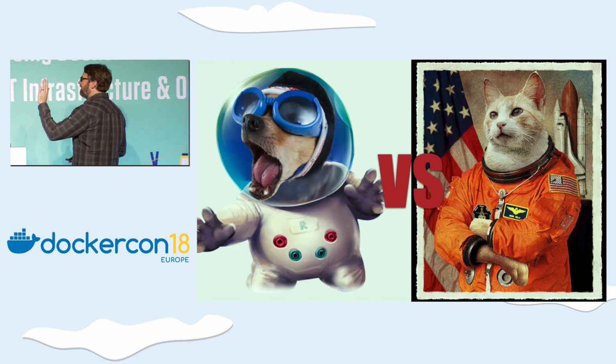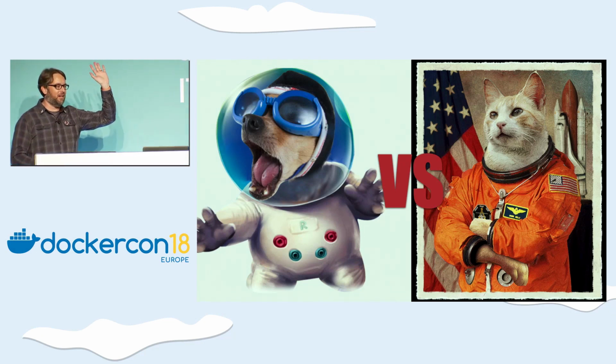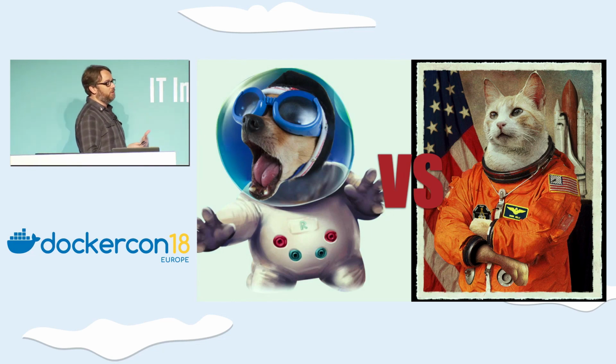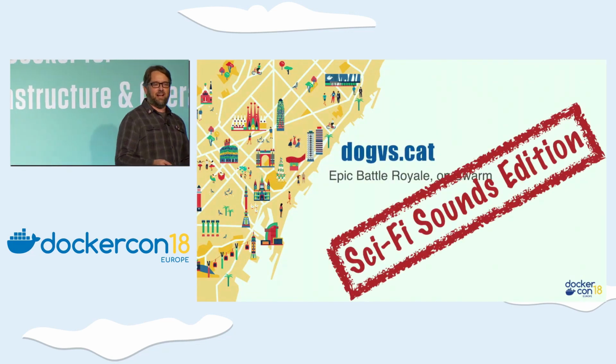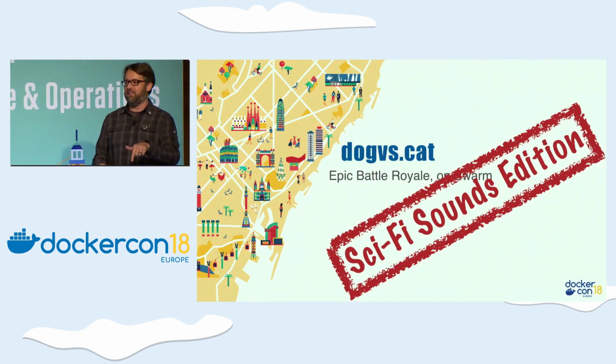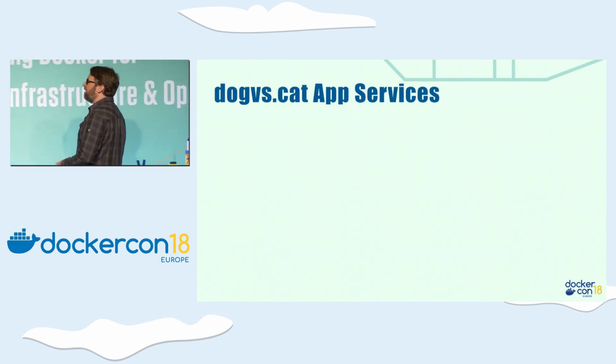So we're going to do the dog versus cat vote demo. Everyone here has probably seen this 1,000 times, but we're going to take it up a notch and do more things with it. So I'm going to have to put sci-fi sounds into all these slides because there's a button for everything in Keynote, and I'm going to use it. So we're going to do that. And we're going to talk about a bunch of apps.